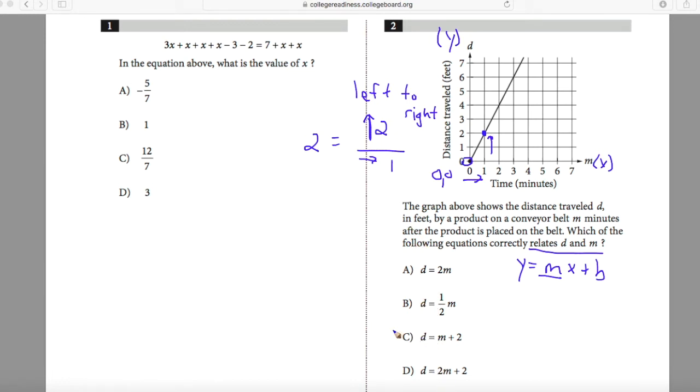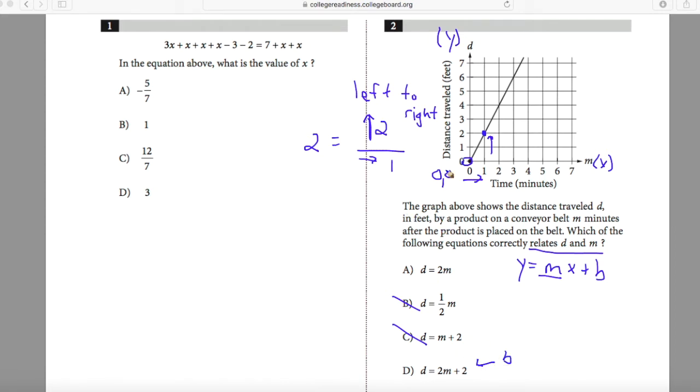meaning that I can now go back to my answer choices, and it's not going to be C, because this would be a slope of 1. It's not going to be B, because that's the inverse, or 1/2. It potentially could be A, or it could be D. Well, how do we figure out the last bit here? How do we figure out what this y-intercept would be?